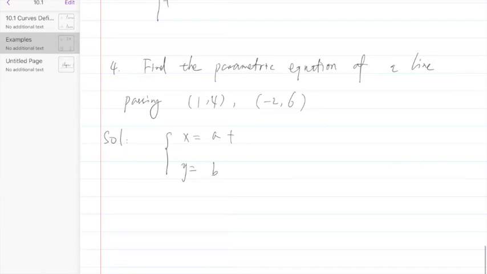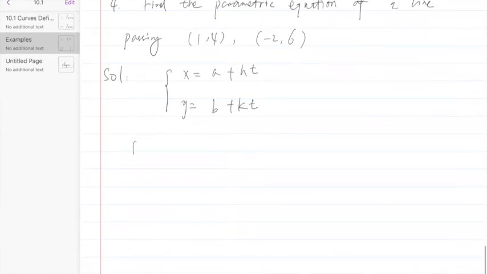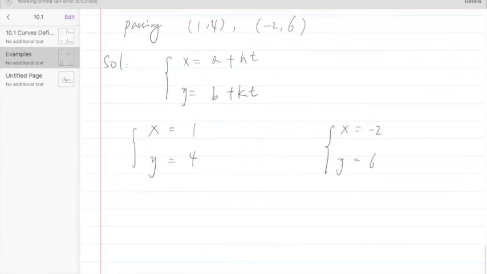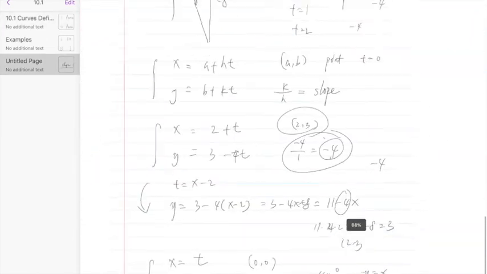Okay, now let's write it down. The formula is given by this: a and b plus ht and kt. Our job is try to find a, b, h, and k. Now a, b is a point you have, so you can just take it right away. xy equals 1, 4 if you take 1, 4, or you can take xy equals negative 2 and 6. It doesn't really matter which one you take. Okay, and then what you need to do is you need to figure out k over h. Okay, k over h is your slope. What did I say there? Did I say h over k?